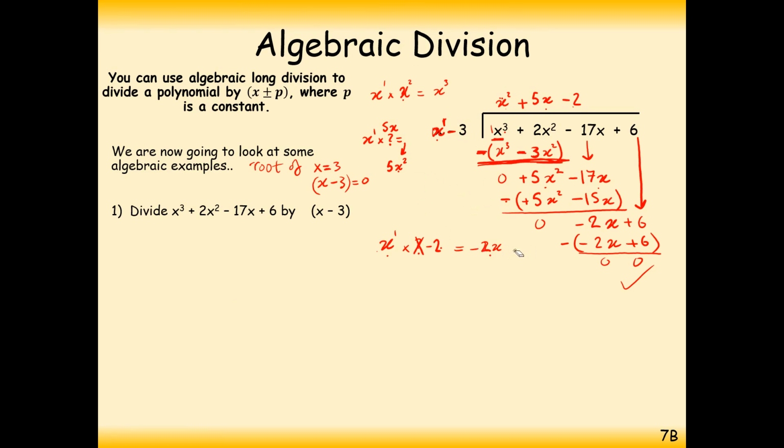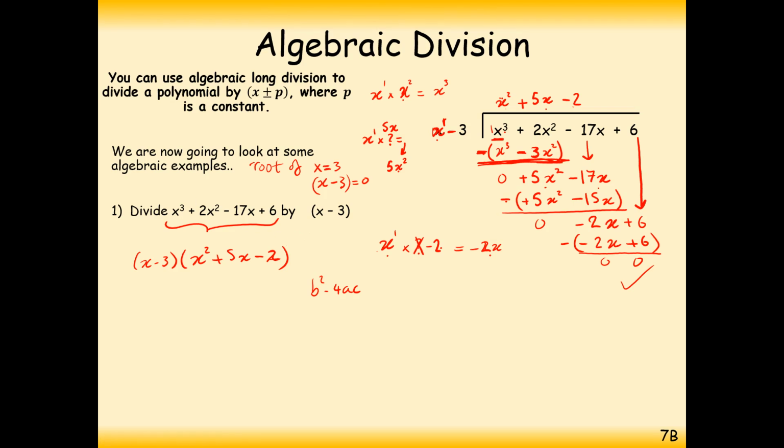Okay, so this working out, I'm going to leave it there. So the final answer: I can rewrite this polynomial as x minus 3 multiplied by x squared plus 5x minus 2. Now, this quadratic may be factorizable, may not be factorizable. You can check it with the discriminant if you wish, but we haven't been asked to factorize it further. We were just asked to divide. I'm just showing you how to perform algebraic division with this example.